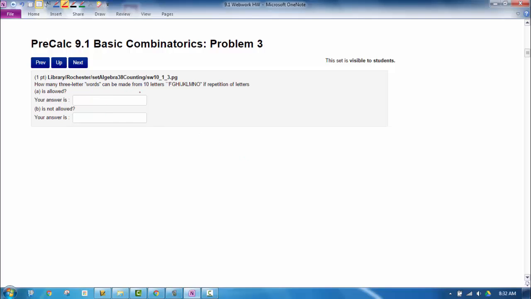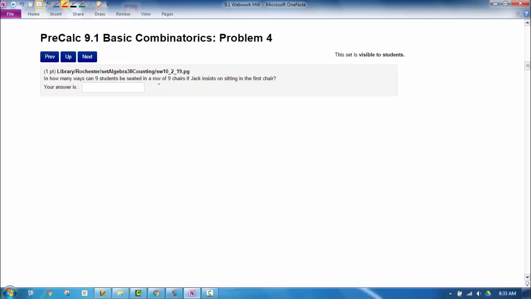Okay, the next problem says how many 3-letter words can be made from these 10 letters here. The first one, if repetition is allowed. Well, if repetition is allowed, we have 10 letters to choose from for the first one. Then we have 10 letters to choose from for the second one, and then we have 10 letters to choose from for the third one, so that'd be 1,000. If repetition is not allowed, then we have 10 letters to choose from for the first one, then we only have 9 left, and then we only have 8 left. So it'd be 10 times 9 times 8, which is 720.